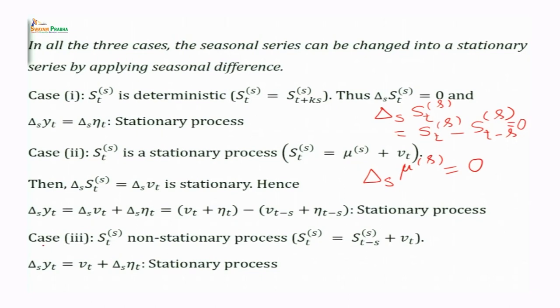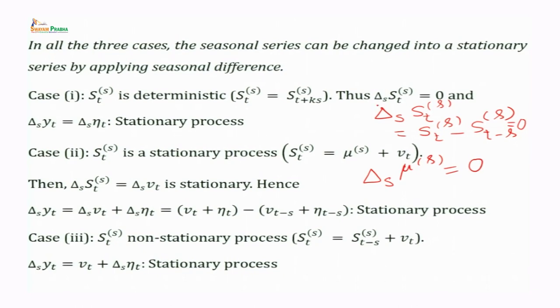Then we consider case 3. STS is a non-stationary process. It follows a random walk like this. STS is equal to ST minus s plus VT. Again, delta s YT is equal to VT plus delta s eta T. Again, this is a stationary process. VT is a stationary process, and since eta T is a stationary process, delta s eta T is also a stationary process.